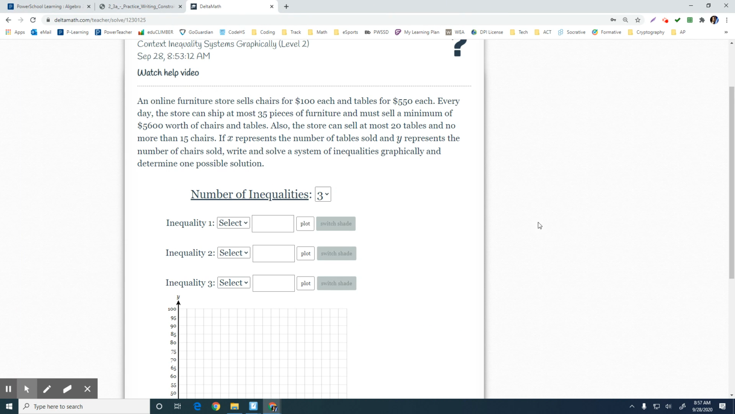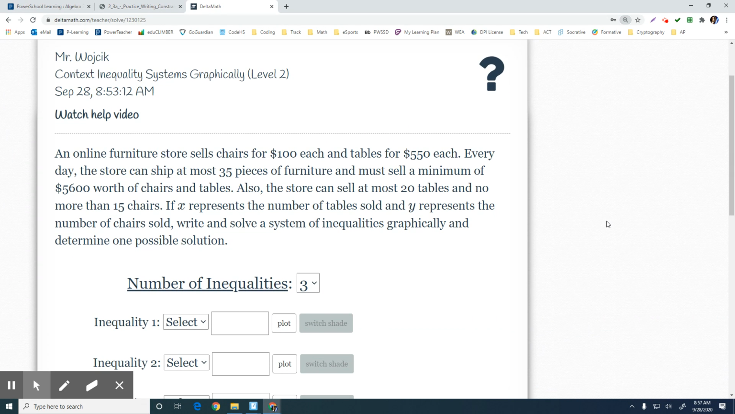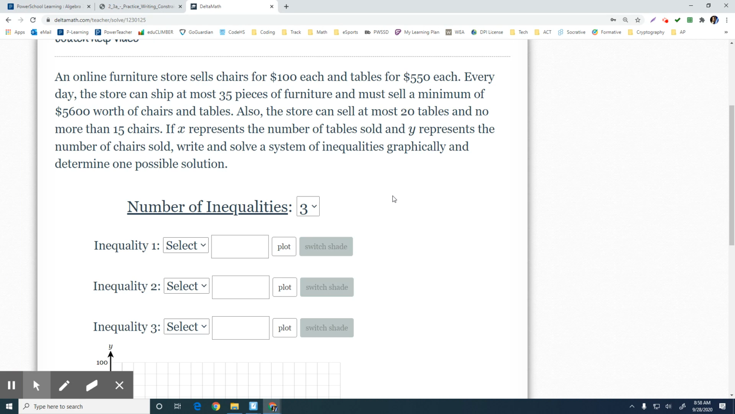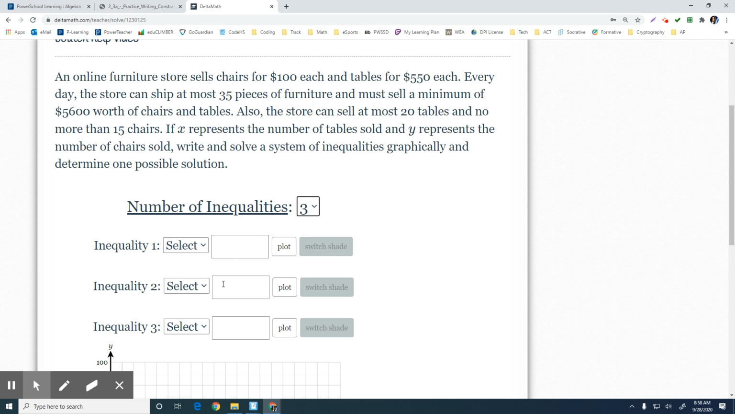All right, so on Delta Math, you've got these word problems. You're going to determine your variables, write your constraints, and then let me show you how this works, because this is going to be a little bit different interface. So everyone, please pay attention, and then you can pack up later. I promise I'll give you time to pack up. So first, you need to select the number of inequalities. Sometimes we have 2, sometimes we have 3, sometimes you might have 4. Notice that when you change the number, it just gives you more places to write it.